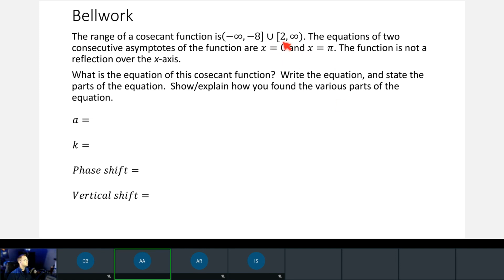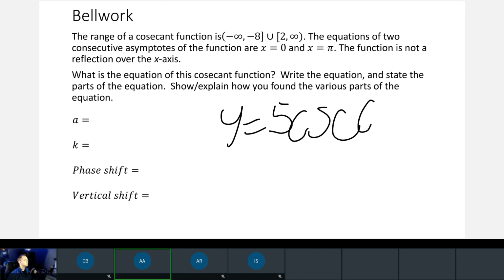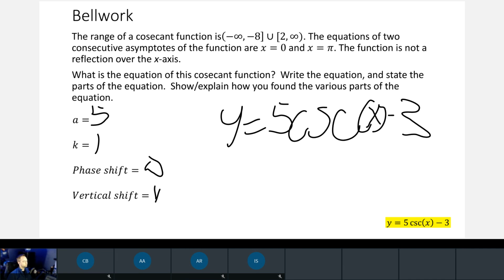And eventually I ended up finding out that it was y equals 5 cosecant of just plain x minus 3. And that gave me the range where it needed to be, and then of course no side to side. These are the same. And so the A would be 5. That's the amplitude. K I think would be 1. K would be 1, correct? Correct. All right. And then the phase shift is 0 because there is none, and the vertical shift is down 3, or y equals negative 3.